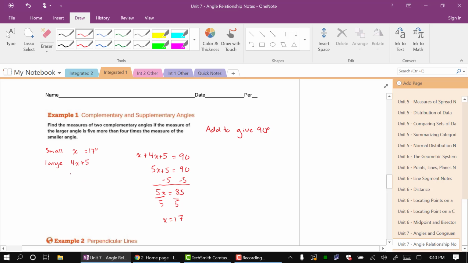The larger one's going to be 4 times 17 plus 5. Well, 4 times 17 is 68 plus 5 is going to give us 73 degrees. So our large angle is 73. Our small angle is 17. If we add those two together, we end up with 90 degrees.